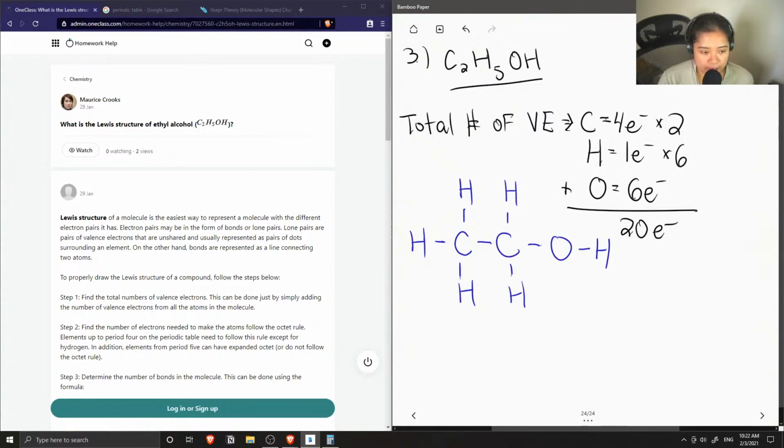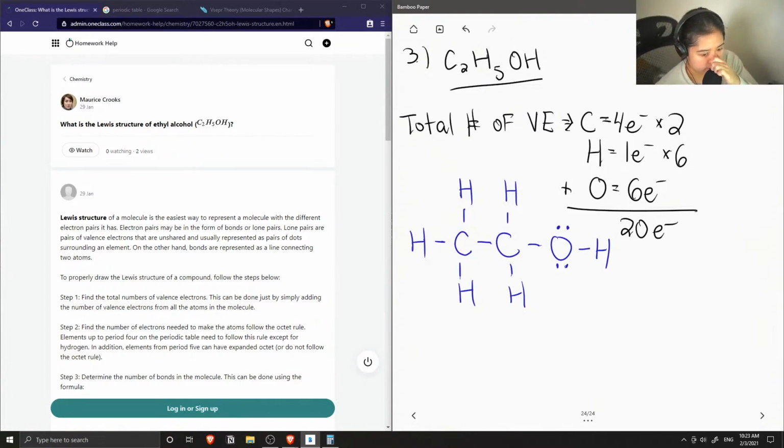And if we count out how many electrons I've drawn so far, recalling that each bond contains 2 bonding electrons, we have 16 out of the 20 electrons drawn in this structure. So for the remaining 4 electrons, I can put them as lone pairs on my oxygen. So now I have the correct Lewis structure for ethyl alcohol.